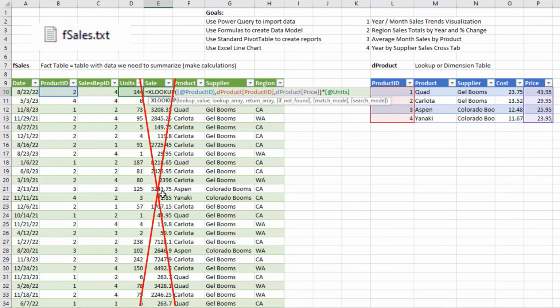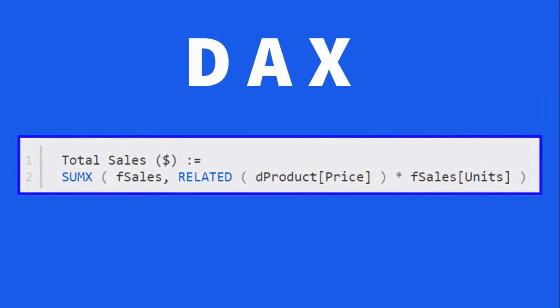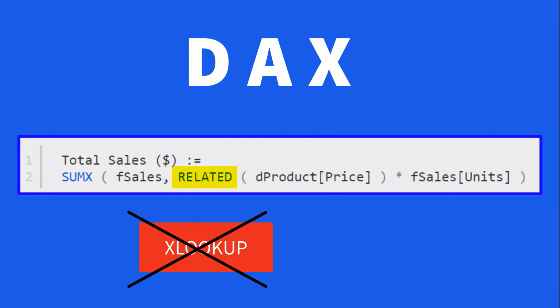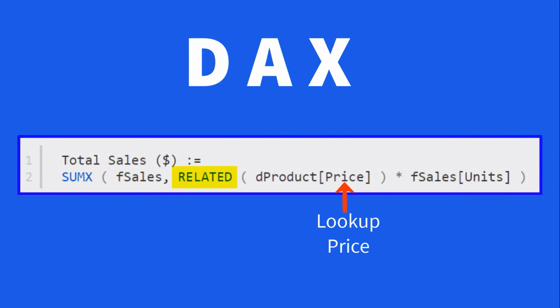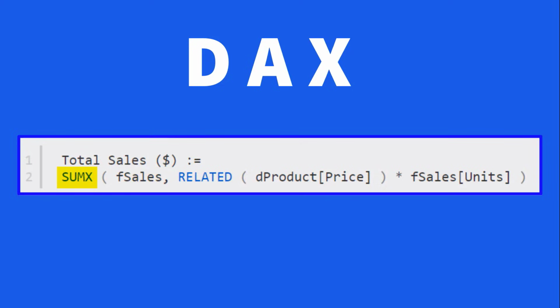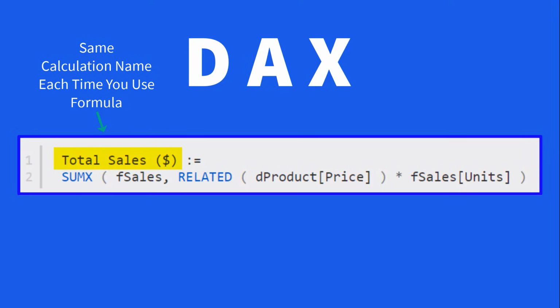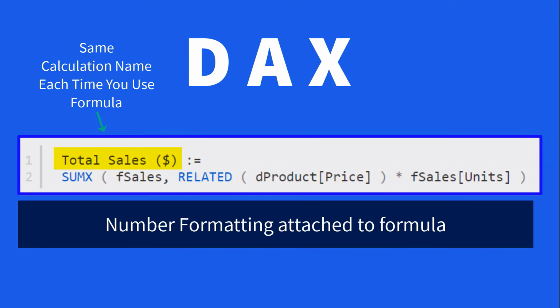Well, guess what? You don't even need to do that in DAX. Here's the one formula that calculates that extra column and then adds it for the sum calculation in the pivot table. That means inside the formula, we just say, hey, I need this table. And instead of XLOOKUP, because there's a relationship, we use RELATED, multiply it times units, and then SUMX knows to go through every row in the F sales, calculate the line sales, and then add it to get total sales. This all happens inside the pivot table. Also, this formula will have one consistent name, and it will always have the right number formatting.